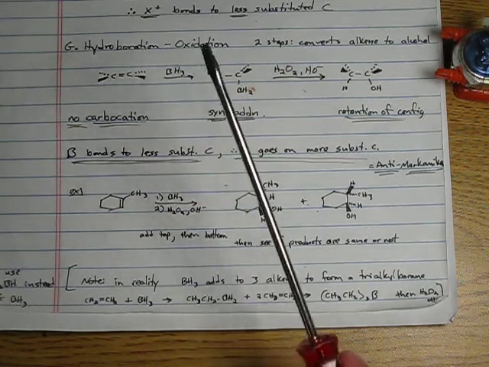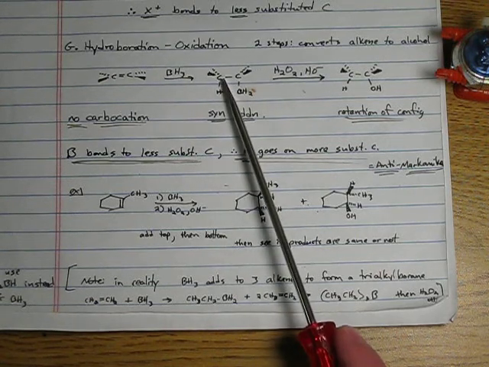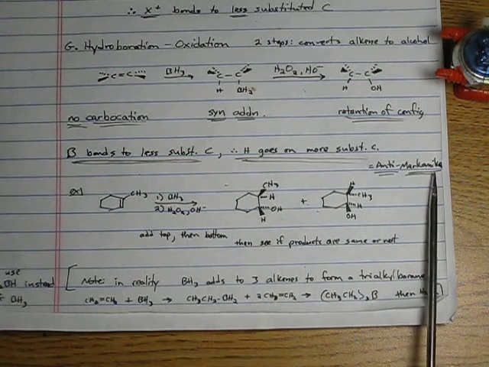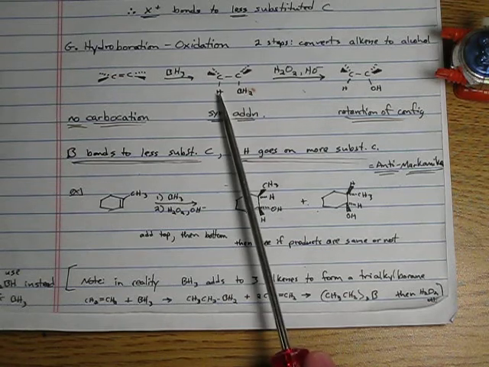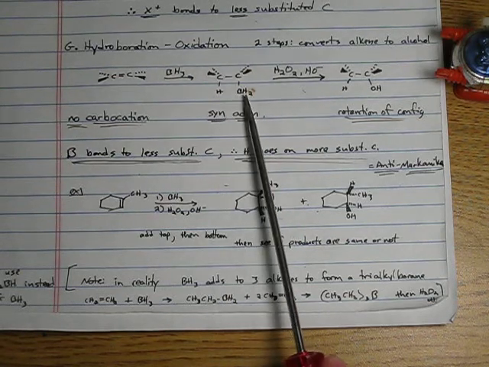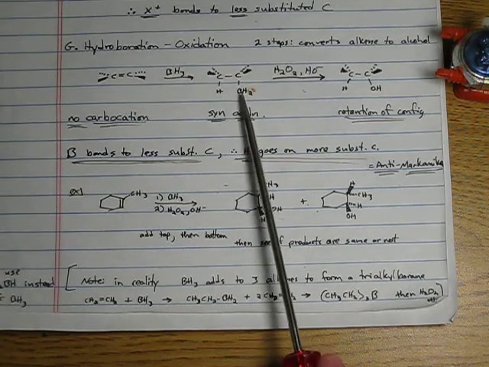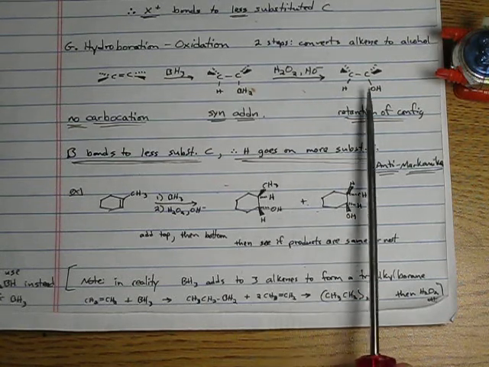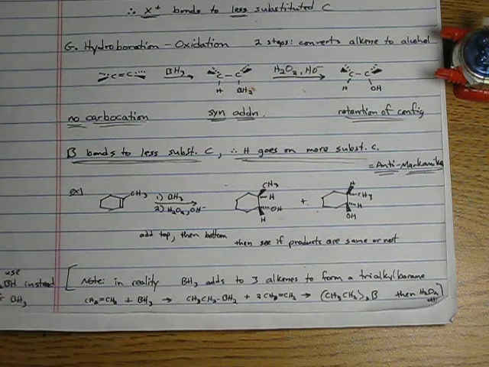So not only do you get the hydrogen on the carbon with fewer hydrogens, we call this anti-Markovnikov. You get anti-Markovnikov addition of that hydrogen, syn addition only, but now we've got a BH2 and an H on here. We can convert this BH2 to an OH with hydrogen peroxide in basic conditions. So this is a 2-step reaction right here.